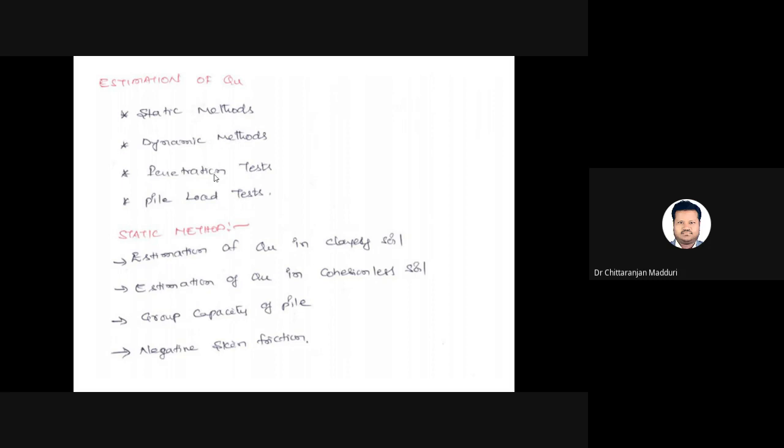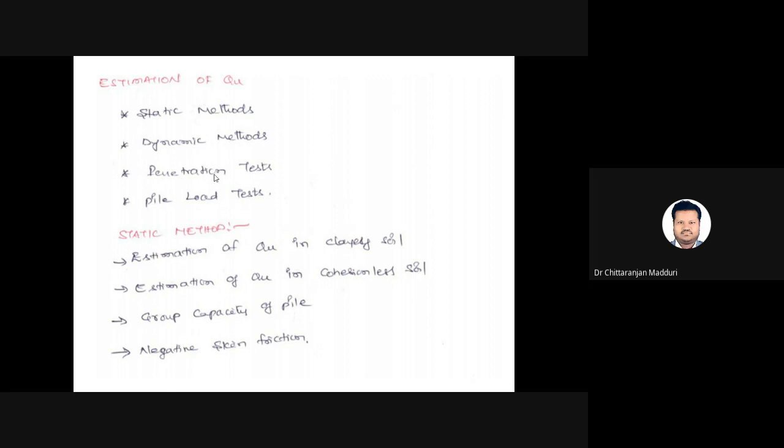Estimation of ultimate load carrying capacity. We have four methods to determine the ultimate load carrying capacity of the pile: static methods, dynamic methods, penetration test, and pile load test. First I am taking the static methods. The static method is used to estimate the ultimate bearing capacity of the pile in clayey soil and also in cohesionless soil.